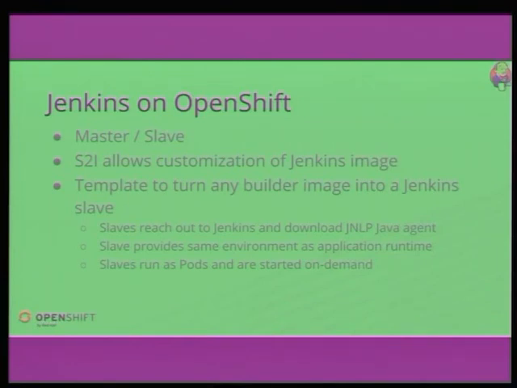So we have a special template that basically converts every builder image, which in OpenShift terminology means every image that builds your source code, to a valid Jenkins slave. So yeah, that sounds nice. What we really do is install Java on that image, nothing else. And we also install one shell script that will then act as a connector to the Jenkins.